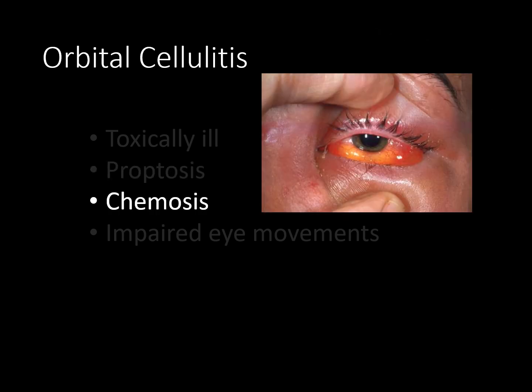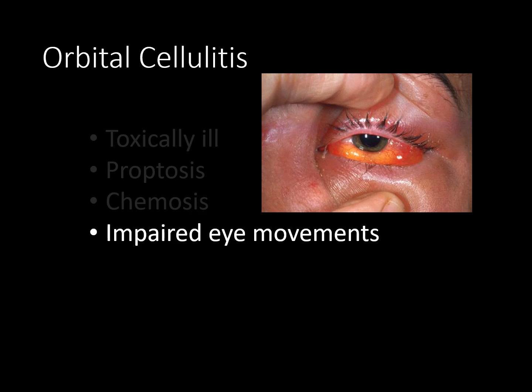In orbital cellulitis, you also get chemosis, which is swelling and fluid buildup behind the conjunctiva, that you also do not get with preseptal cellulitis. And you get impaired eye movements. So if you ask this patient to look left, right, up or down, the eye will not move as much as the other eye. So it's called a restrictive myopathy. In this case, the restriction of the muscles result from severe swelling on the inside of the entire orbit, which basically makes it difficult for the muscles to move the eye within the orbit.